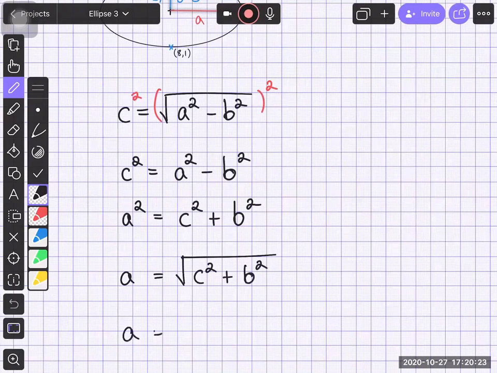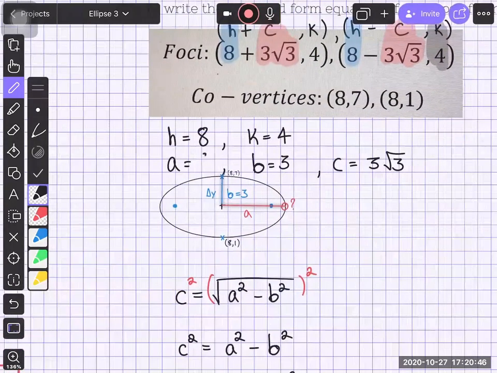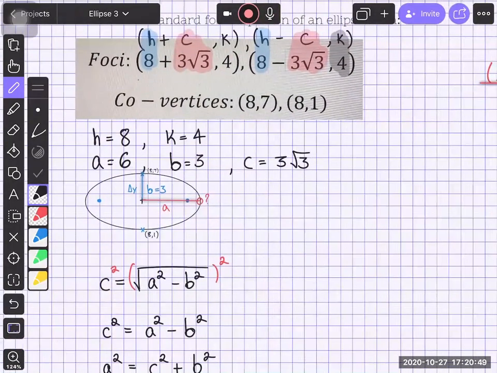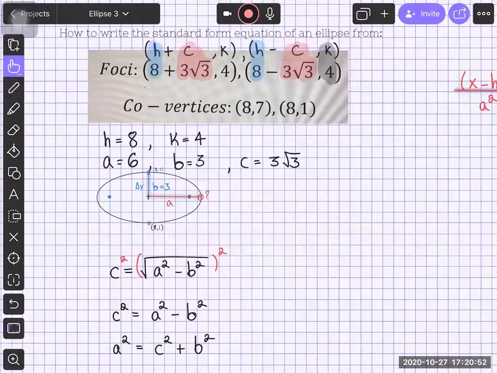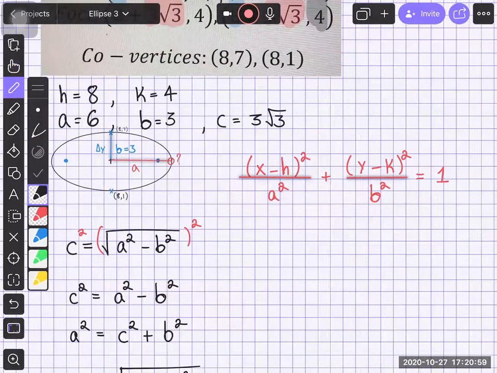So, substitution: we know that c is the square root of 3, squared, and b was 3, squared. We put this in the calculator and we get that a equals 6. So now we have all the information required to have the equation of the ellipse. It's just a matter of substituting.